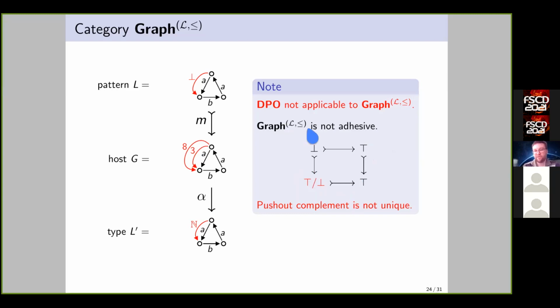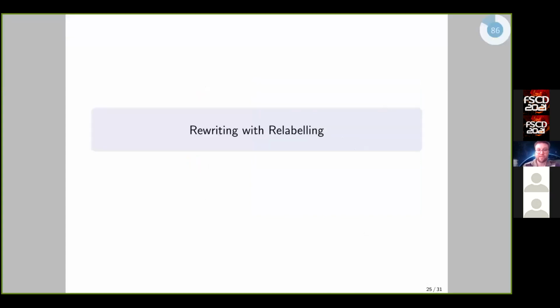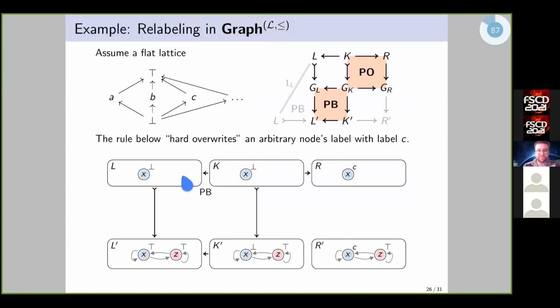Using this category with DPO would give non-deterministic rewrite steps, so the labels of the result would not be uniquely defined. But luckily, we don't need pushout complements in PBPO+. So in PBPO+, it works very smoothly. Let's have a look at some examples. This is a simple example of relabeling a node that has an arbitrary label. We overwrite this label with C. So we use what we call the flat lattice. We have A, B, C, and so on, and we have a top element and a bottom element.